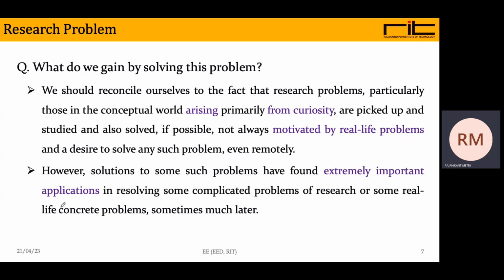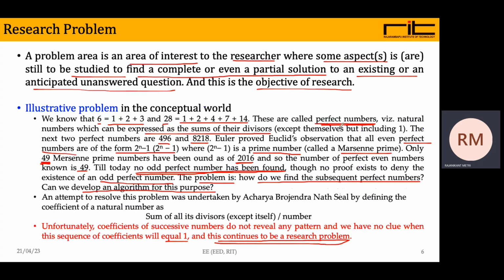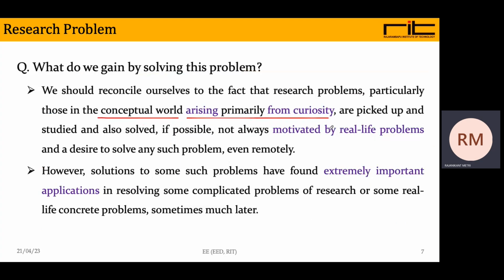Now there may be a question: what do we gain by solving this kind of problem? We should reconcile ourselves to the fact that these are conceptual and arising primarily from curiosities. You may be asking what is the necessity of finding perfect numbers. There are real life examples related to these perfect numbers, motivated by real life problems, and to solve those problems we need such perfect numbers. That is the motivation, and that is why this research problem is important, or has some significance.